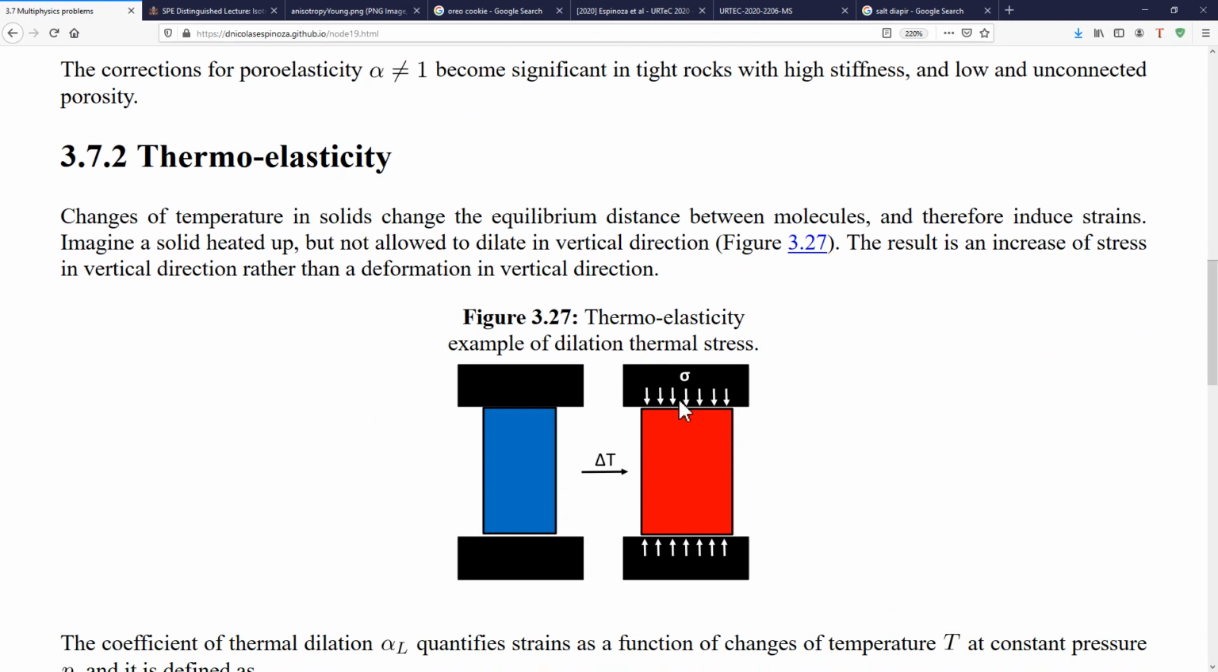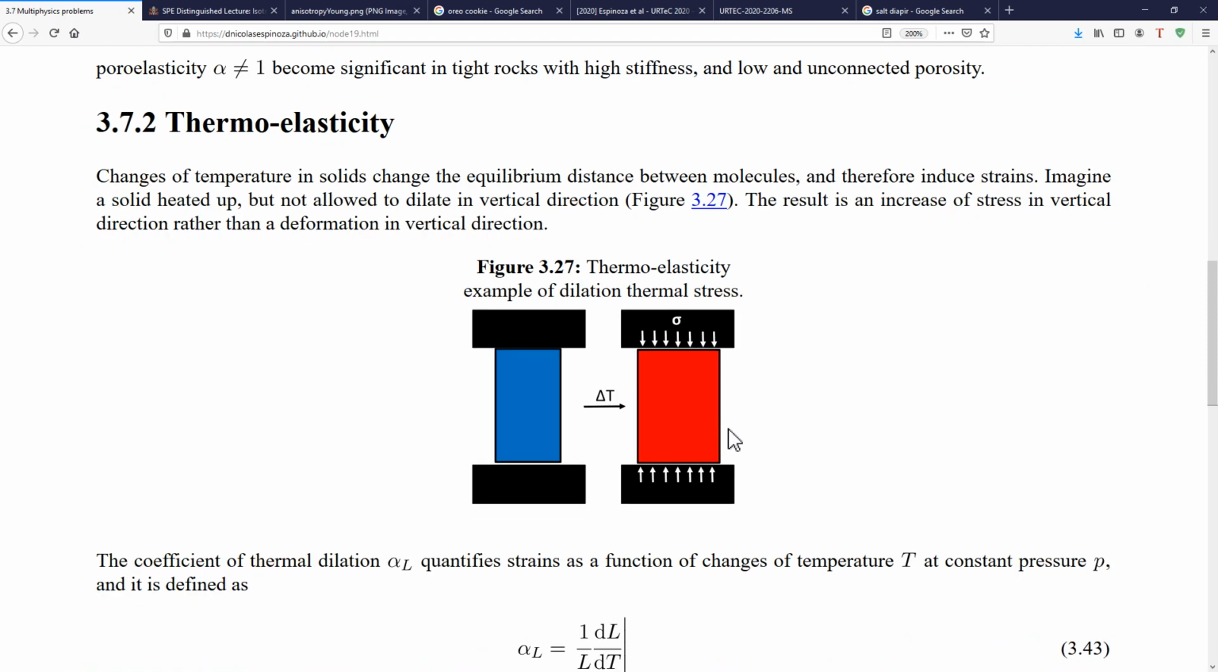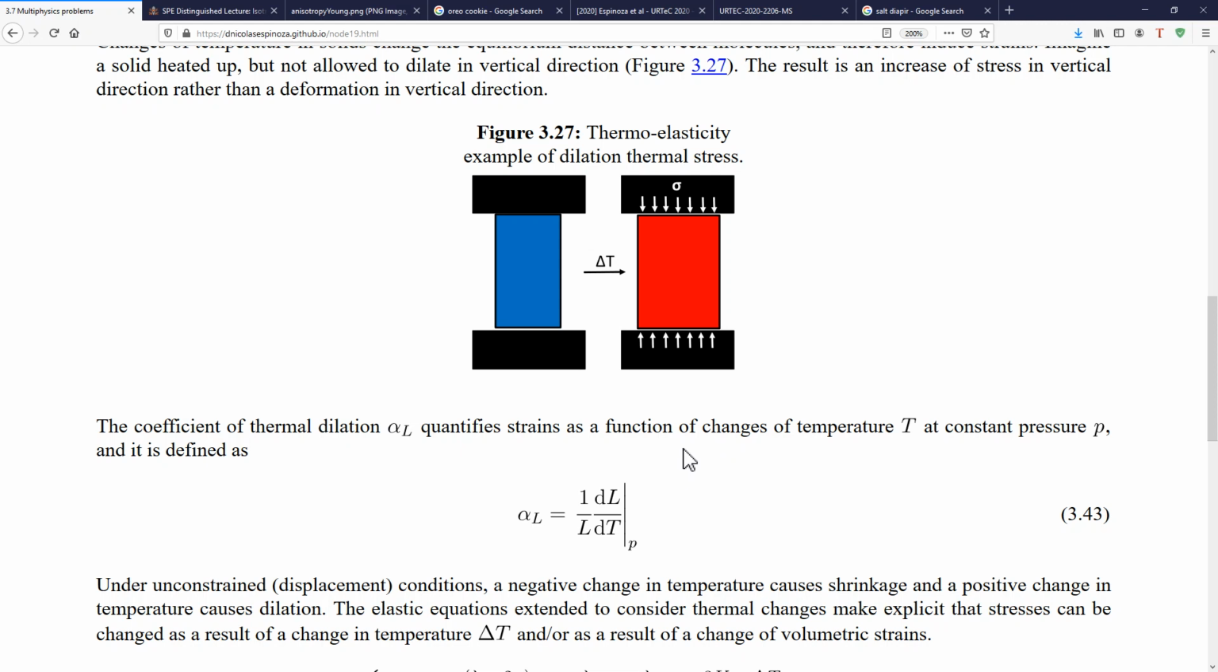And the last thing that we're going to see is that real rocks also develop strains and stresses caused by changes of temperature. And this is characterized by the coefficient of thermal dilation, which relates the change of length or strain due to a change of temperature. I think the example, which is in figure 3.27, is quite illustrative of the concept of a thermal stress.